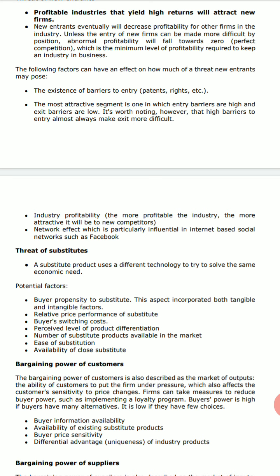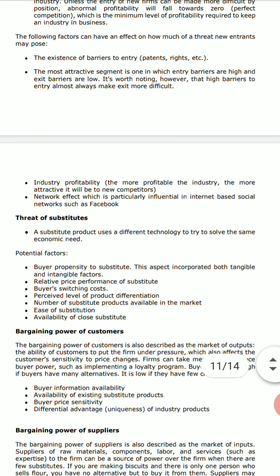Unless the entry of new firms can be made more difficult, the abnormal profitability will fall towards zero, which is the minimum level of profitability required to keep an industry in business. So the following factors can have an effect on how much threat of the new entrant there can be. That means when you are earning profits, there are threats of new entrants, right? And which factors can be the effective factors?